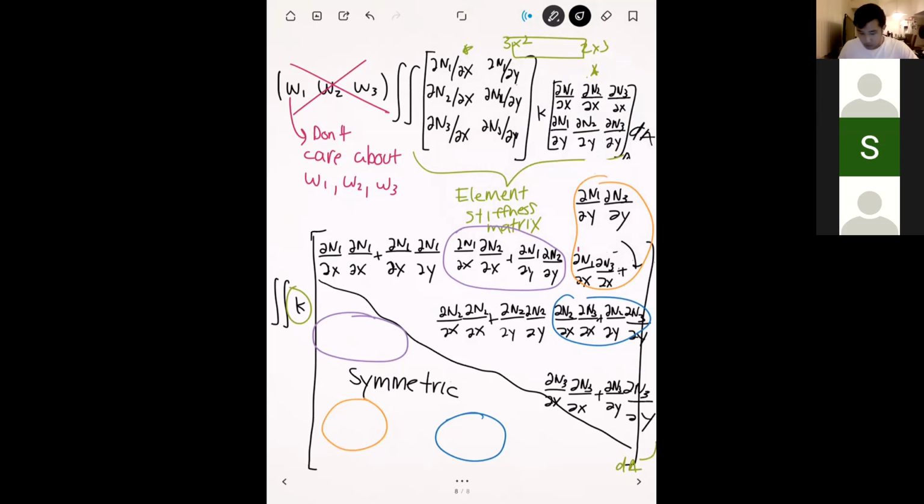Okay, so let's write out the element forcing vector. Remember, our element forcing vector is going to have two contributions. We're going to have one contribution from the Neumann boundary conditions and one contribution from the heat generation.